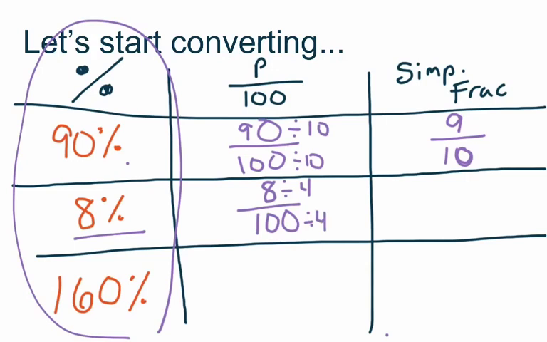8 divided by 4 is 2. 100 divided by 4 is 25. I cannot simplify that any further, so 8% is the same as 8/25.